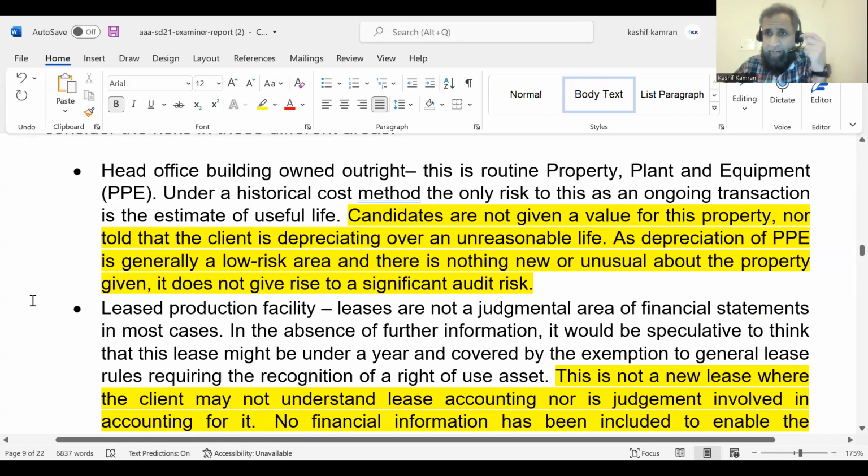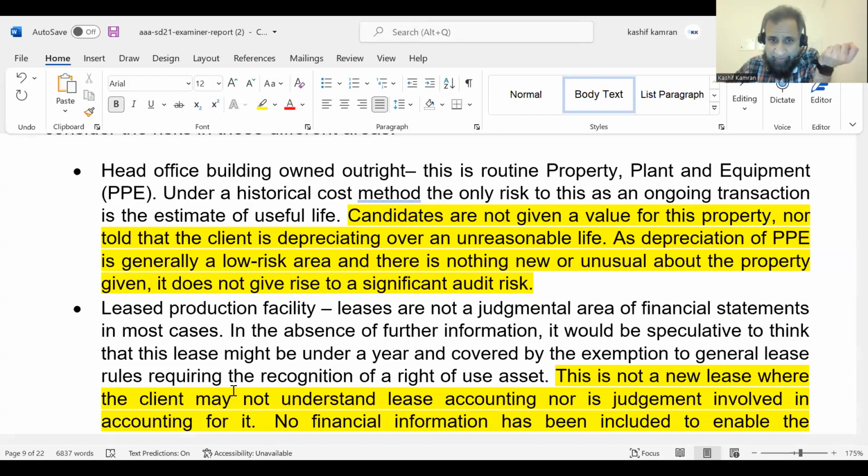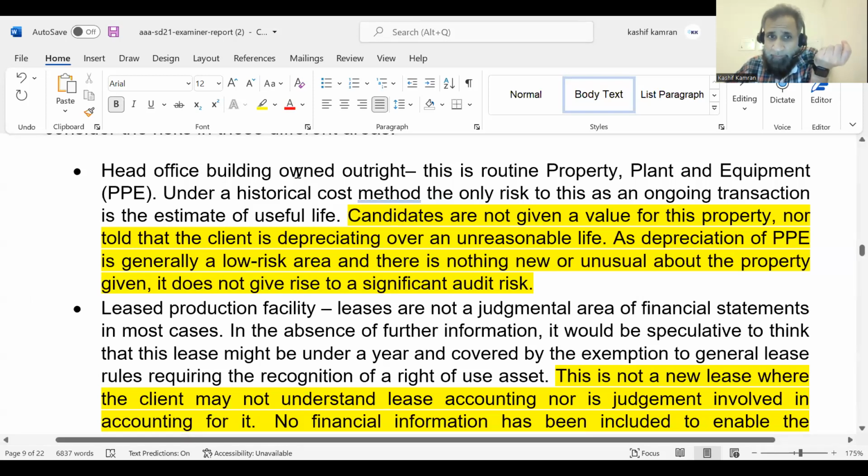I think some of the students ask me what is a routine and a non-routine transaction. I just want to give you one example on the screen in front. The head office building. I hope you read the situation before in the first part of day 2 that the company owns a head office. So the head office building owned outright is a routine property, plant, and equipment. Under the historical cost method, the only risk to this ongoing transaction is the estimated useful life. Candidates are not given a value for this property, nor told the client is depreciating over a useful life.